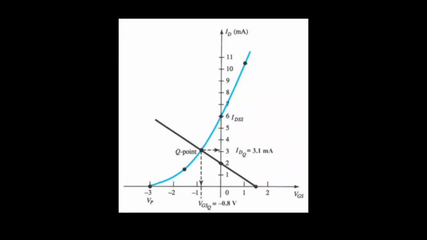Here is a graph. From the graph, we can get the Q point. And then plot the graph using the value of ID on the y-axis and the value of VGS on the x-axis. Then we can get the intersection of two lines, which is the Q point. From the Q point, we get the value of VGSQ equal to negative 0.8 volt and IDQ equal to 3.1 milliampere.